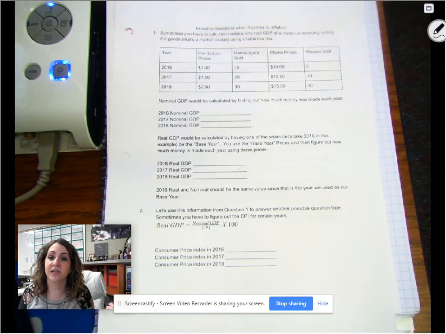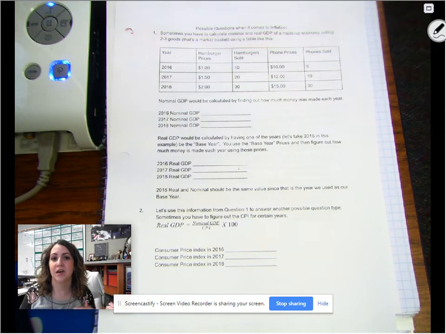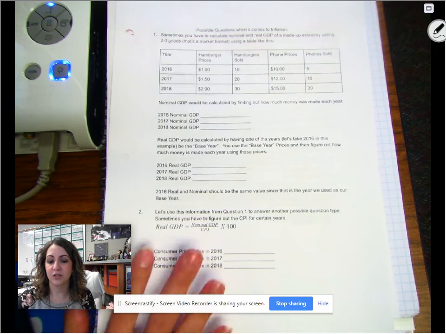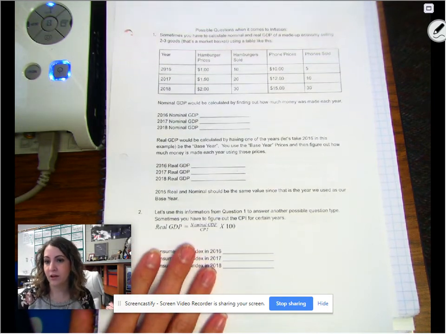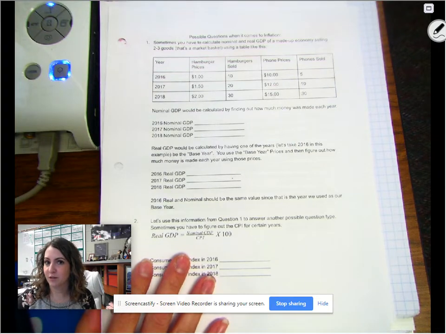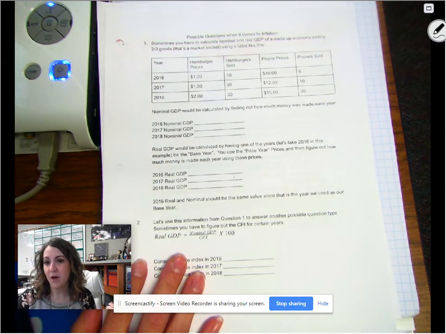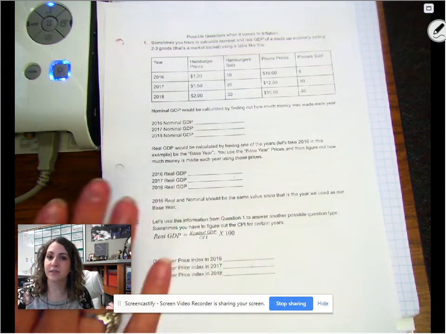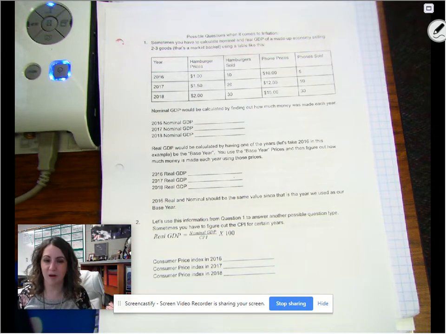Hey guys, so today we are working on some possible questions that could be asked of you when it comes to inflation and equations that we have. So this is one type of question. You'll get this worksheet from the substitute today, and hopefully you worked on it before you got to this video, because I really tried to make this worksheet as user-friendly as possible.